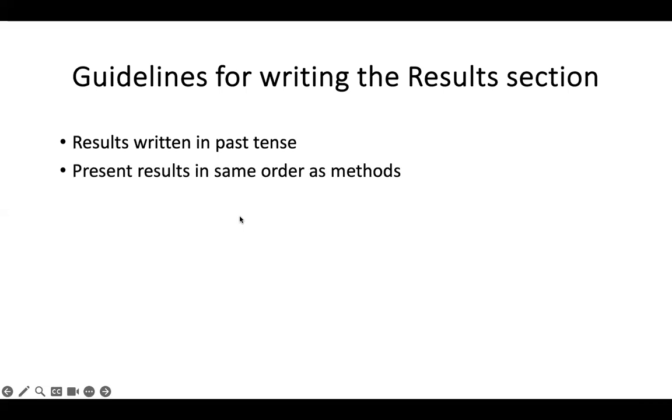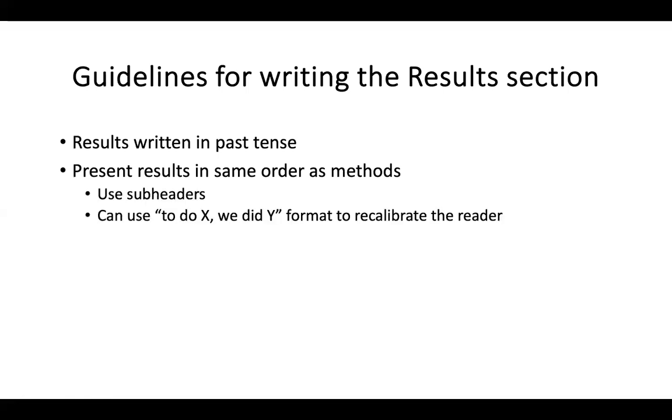All right. As for some guidelines for the results section, the first thing is, like the methods section, you already gathered your results. They should be written in past tense. Also, your results should be written in the same order as your methods section. You should use subheaders that essentially are the same as in the methods section, that not mirror it, but follow it exactly. And similarly, you can use the "to do X, we did Y" format to sort of recalibrate the reader to the methods you did to obtain the results you did.